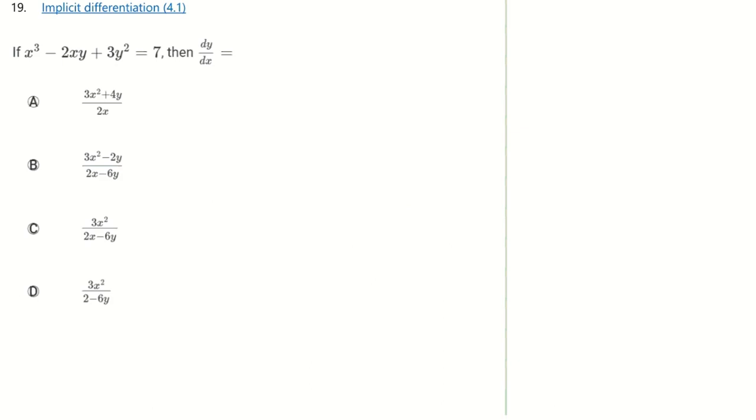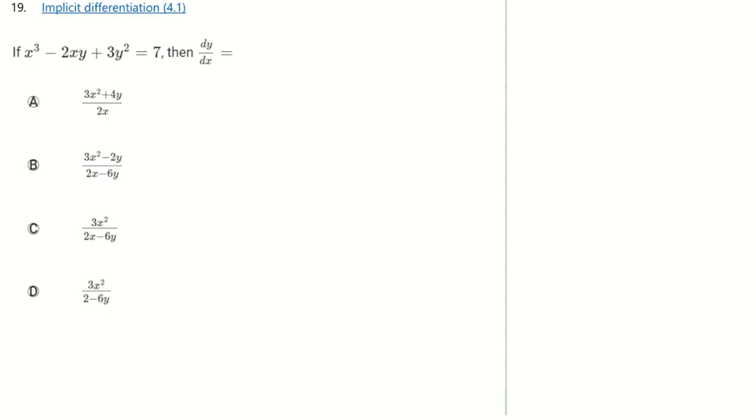And we need to be able to take derivatives implicitly. So if x to the 3 minus 2xy plus 3y squared equals 7, then just find dy dx. Okay, this is a pretty typical problem because, or it's a typical College Board question because it's got x times y in it. It seems like almost every one of these implicit differentiation problems that comes from the College Board has an x times y. So you need to make sure you're able to do that.